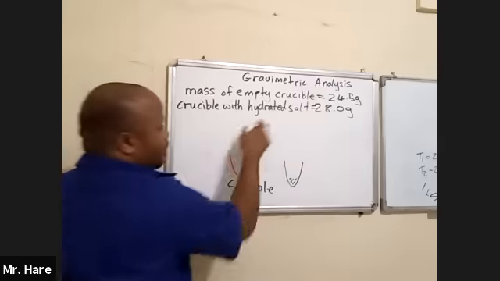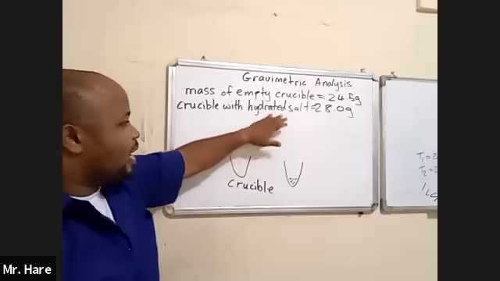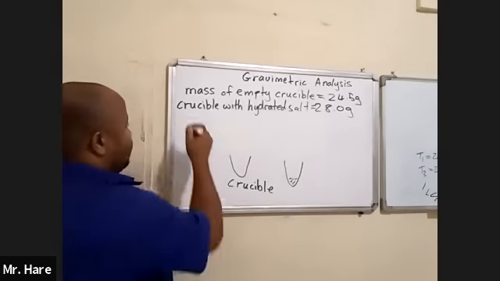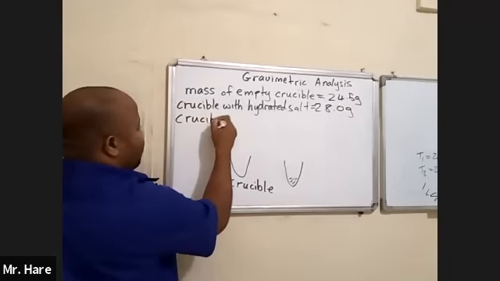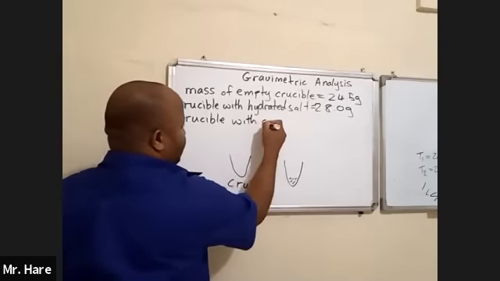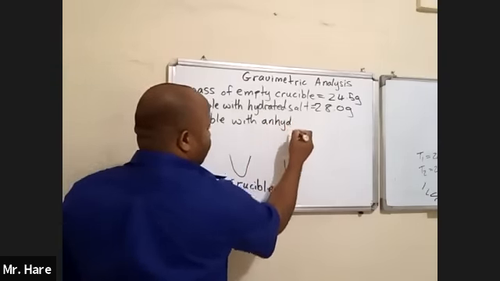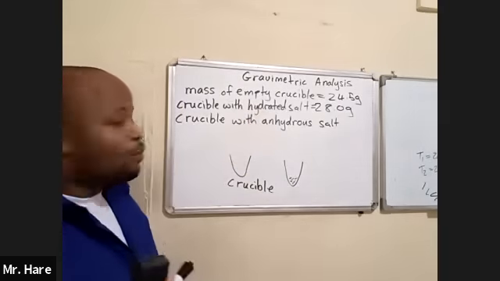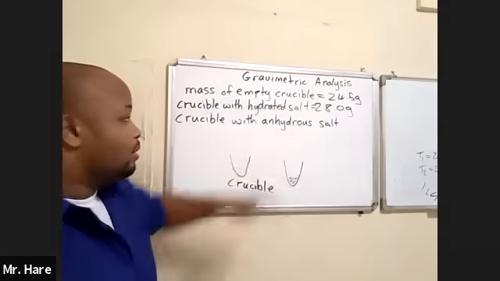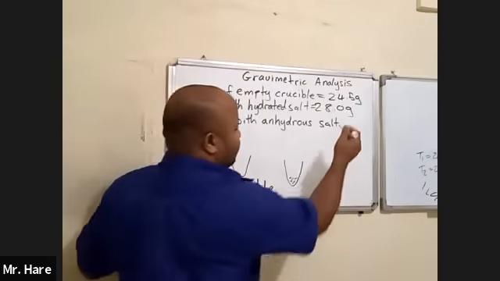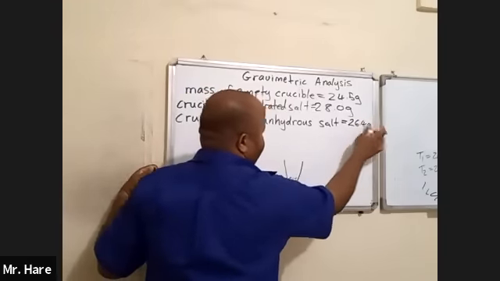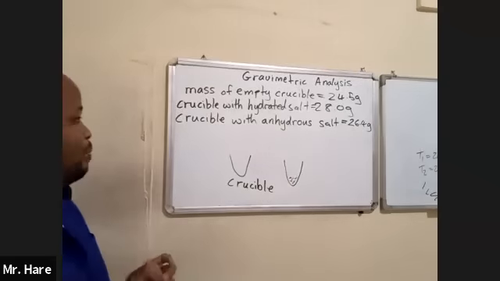So remember, before it is heated, the salt will be the hydrated salt because it contains water. Now, after you heat it, it will be the mass of the crucible with the anhydrous salt. So when water is present, it is hydrated. When no water is there, it is anhydrous. So let us say after we heat it, it's at a mass of 26.4 grams. That's the experiment.